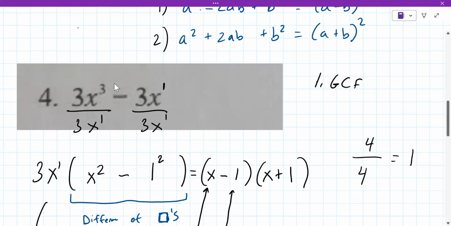Now, why x to the 1? Why not x cubed? We do ultimately divide by the GCF, but, and this comes from a past lesson, you take the smaller of the two exponents. So you find the biggest number that goes into both numbers, and then the smaller exponent. Okay. Is that clear?